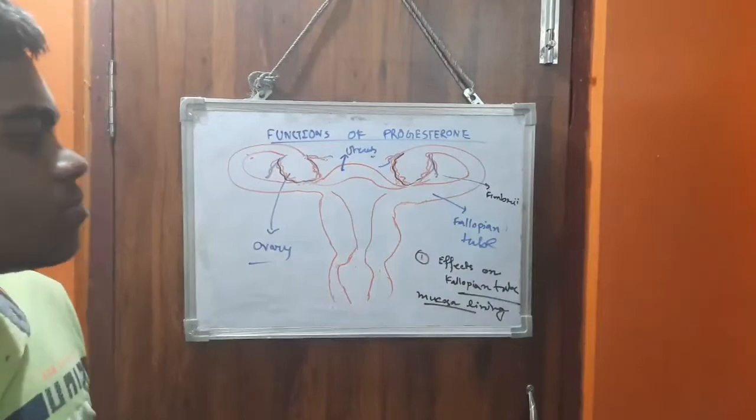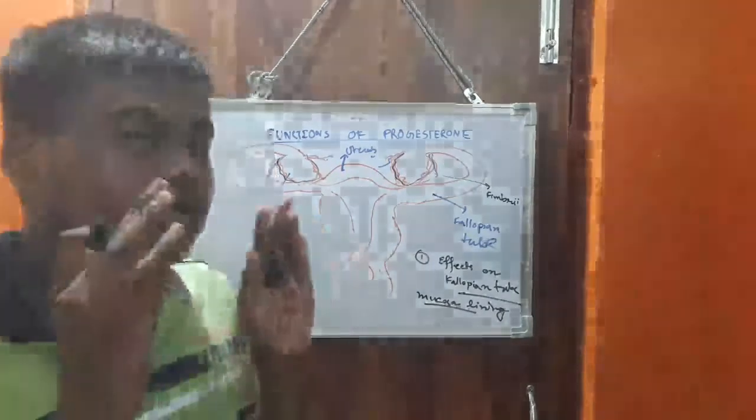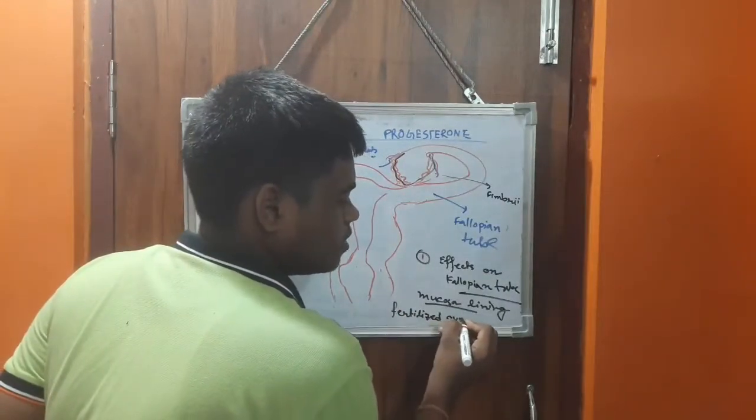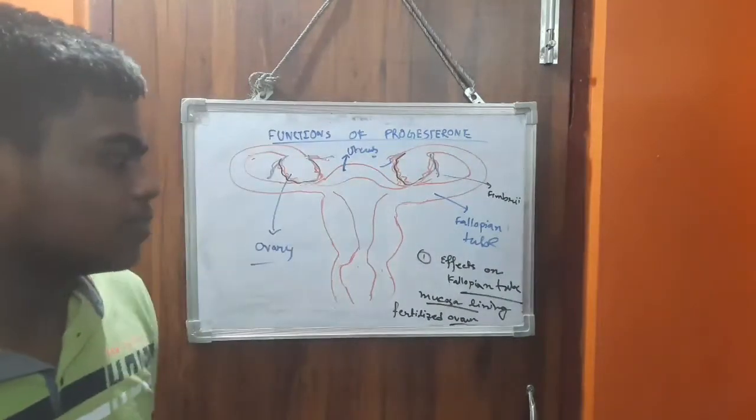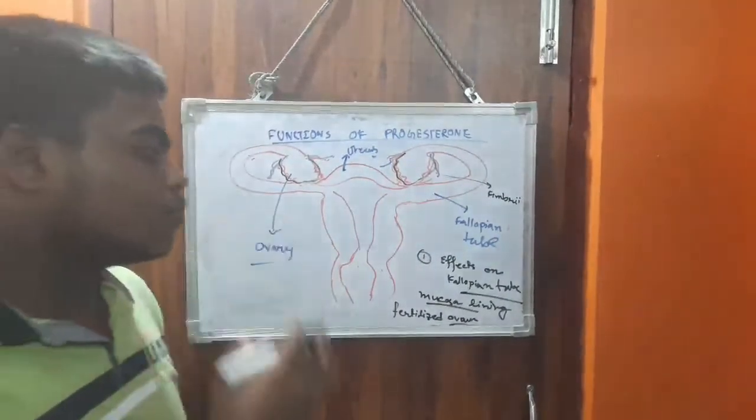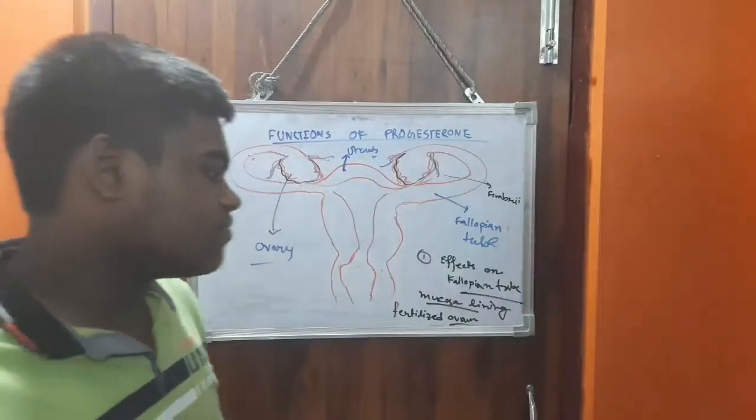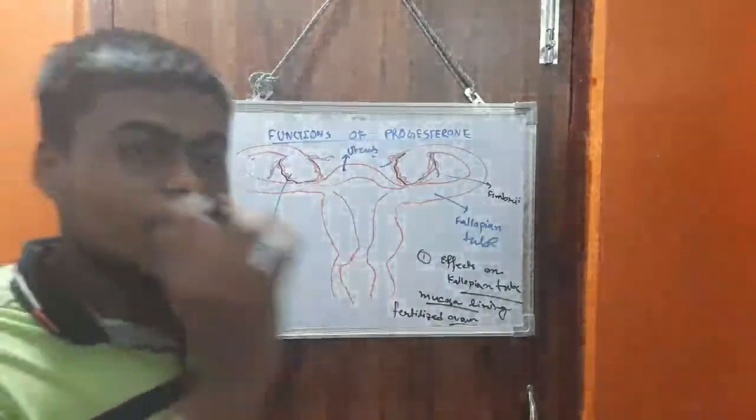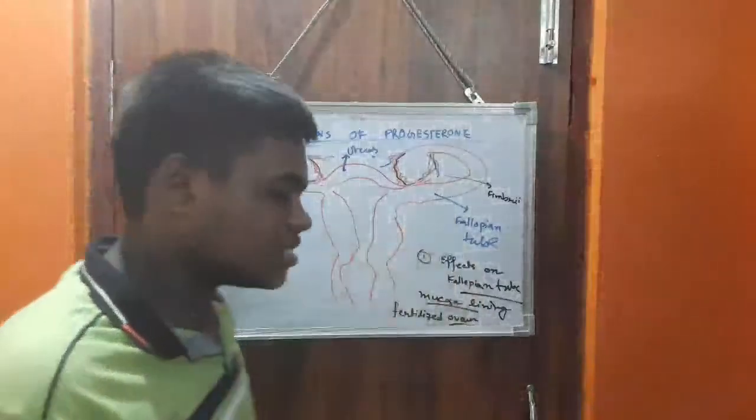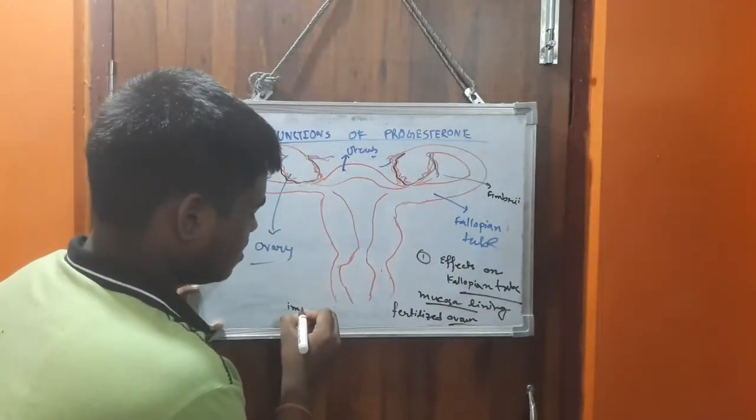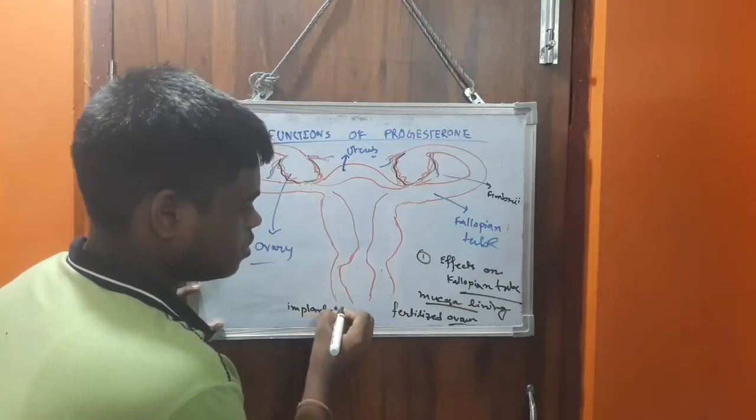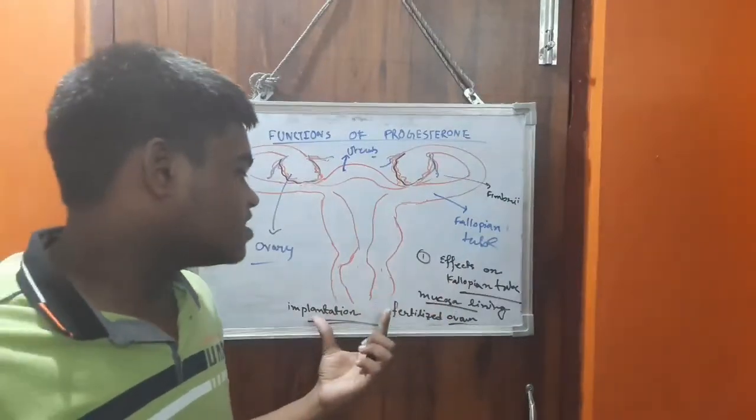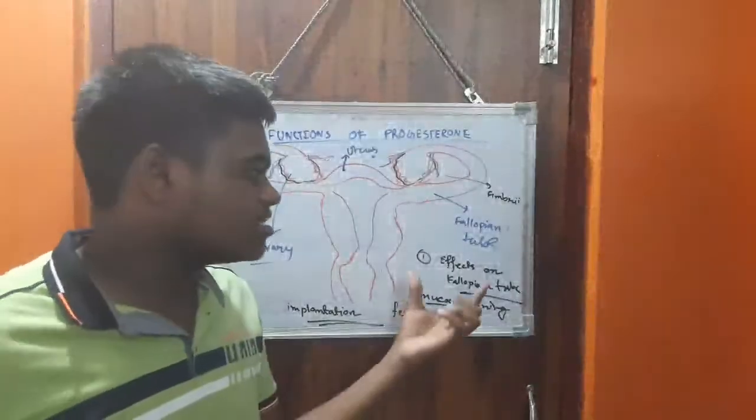Okay, this will help with the nutrition of the fertilized ovum. This is necessary for the fertilized ovum. So progesterone hormone promotes the mucosal lining of the fallopian tube, which is necessary for the nutrition of the fertilized ovum. Okay, when this ovum is in the fallopian tube, it is ready for implantation. This point will be very important. Progesterone hormone is necessary for implantation, before the implantation and after the implantation. Okay, this is the first point.